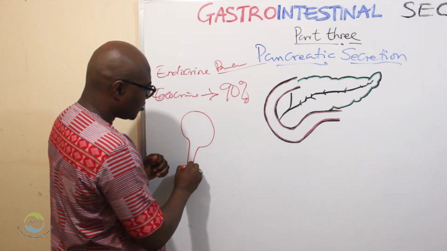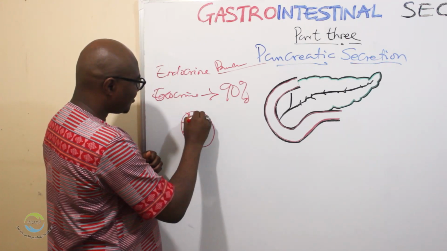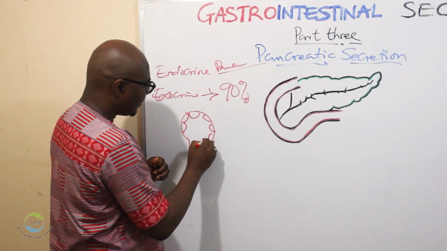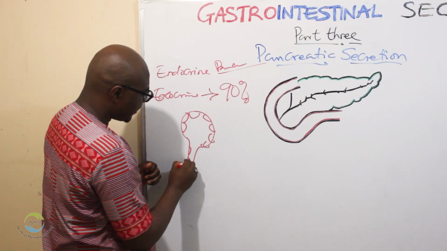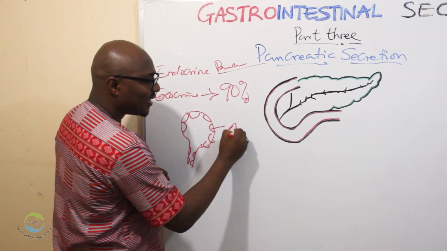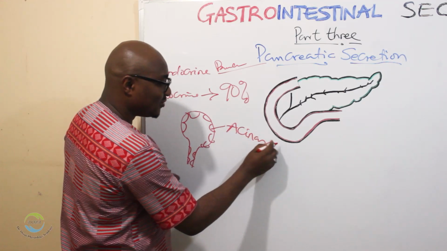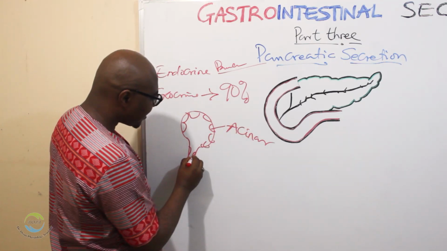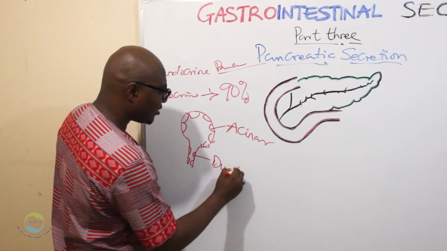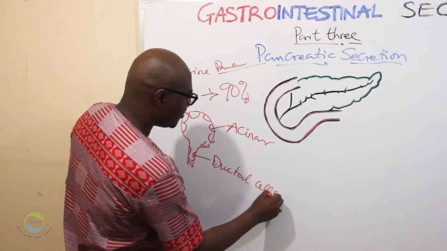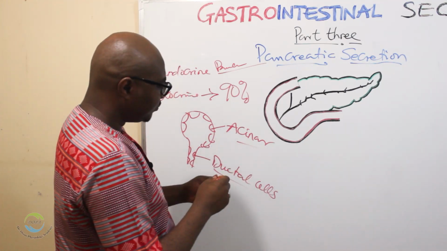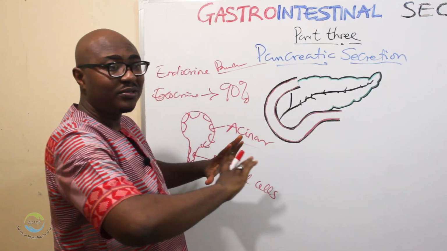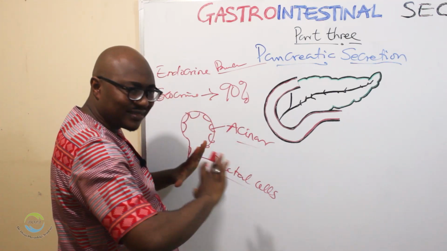Then like the stalk. So there are cells all around here. Okay? Then there are cells here. So these cells are the acinar cells, very similar with the cells of the salivary gland. Then these cells here are called the ductal cells.